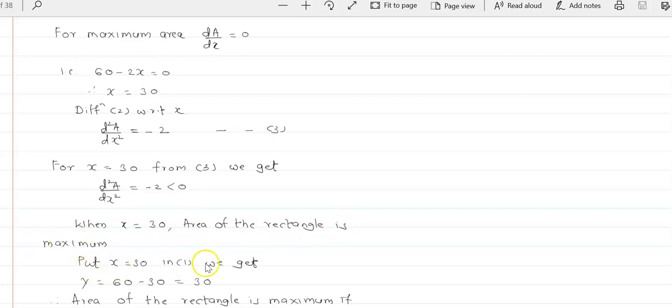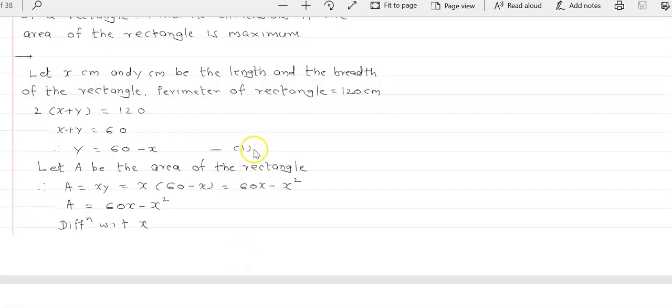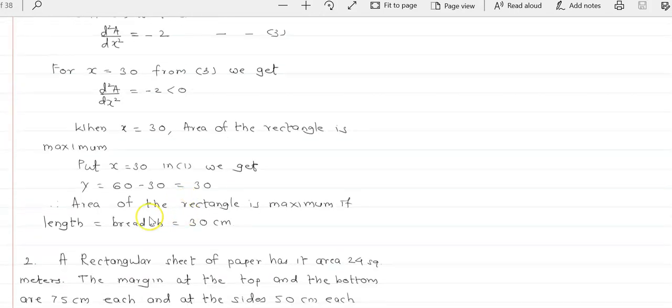Put x equals 30 in equation number 1. Where is equation number 1? This is equation number 1. If you substitute x equals 30, then you will get y equals 30. Therefore, the area of the rectangle is maximum if length equals breadth equals 30 centimeter.